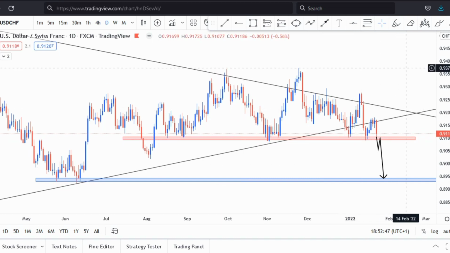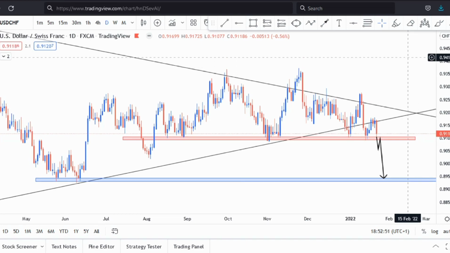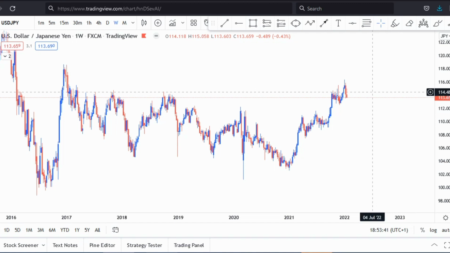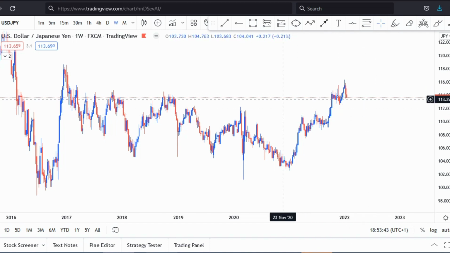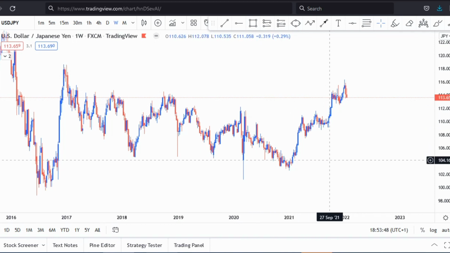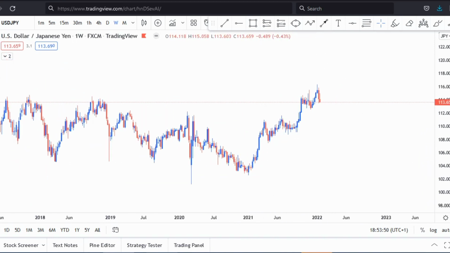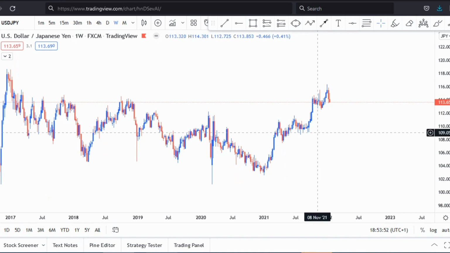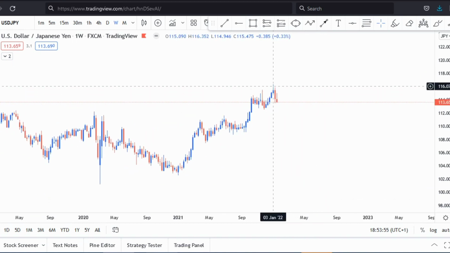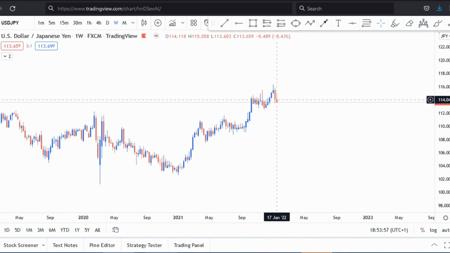Next, I'll be talking about my analysis for USDJPY. So for USDJPY, again, we're working our way down from the weekly time frame to the 4-hour time frame. On the weekly time frame, we can see that price got to this level here and has formed this bearish candle, followed by this second bearish pin bar here.